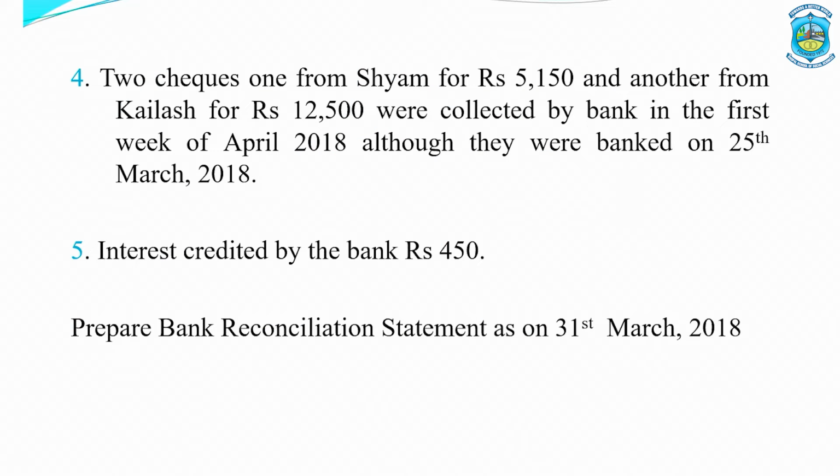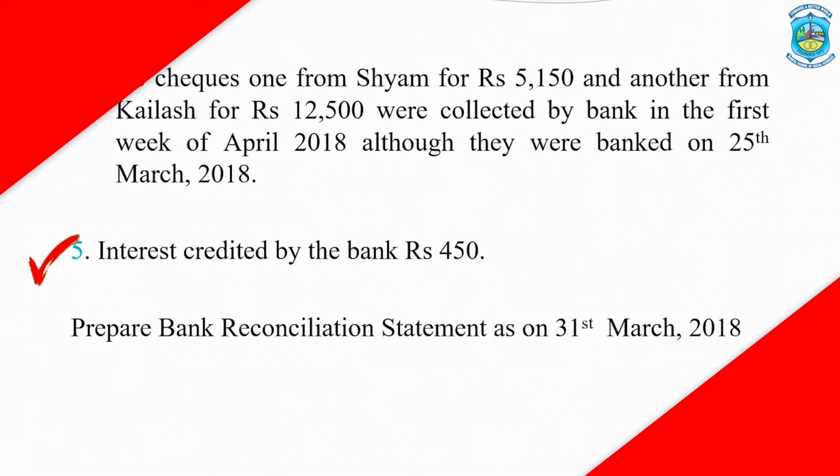Now the fourth reason is 2 checks, one from Mr. Sham for rupees 5,150 and another from Mr. Kailash for rupees 12,500, which were collected by the bank in the first week of April 2018, although they were banked on 25th March 2018. And the last reason, interest credited by the bank, rupees 450. So we have been asked to prepare this bank reconciliation statement on the basis of these facts.